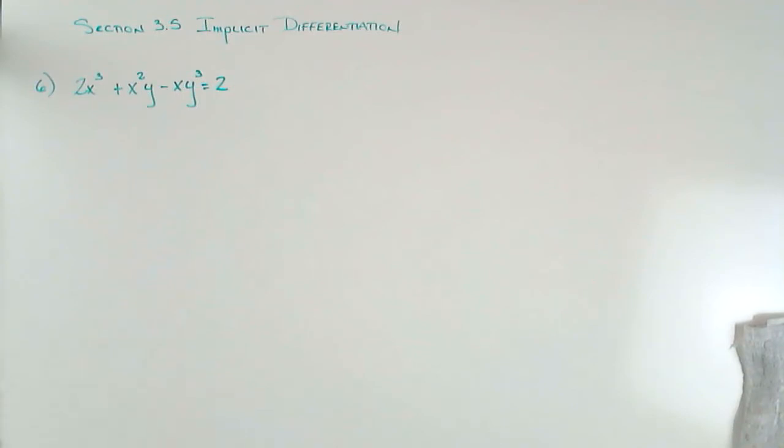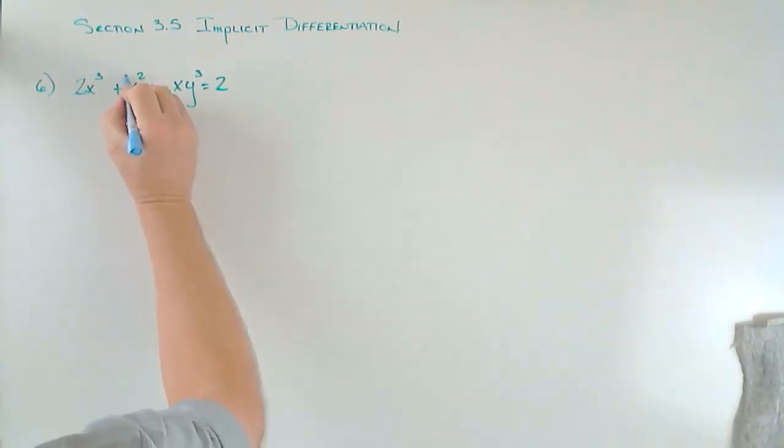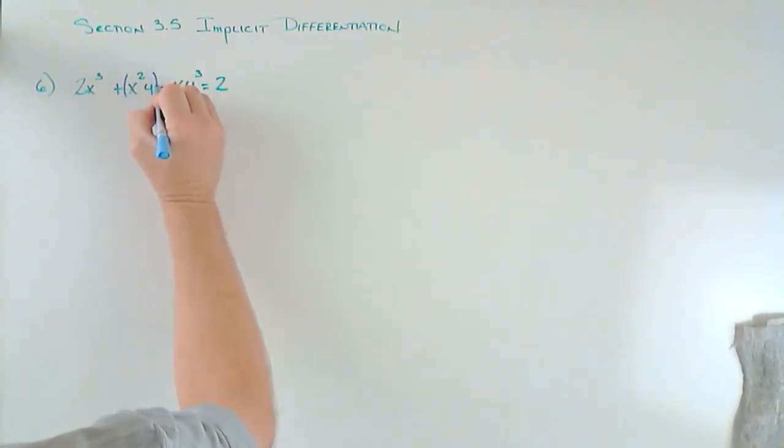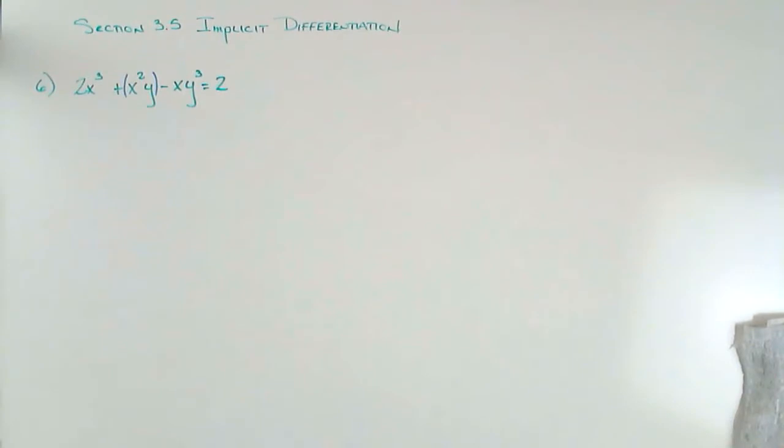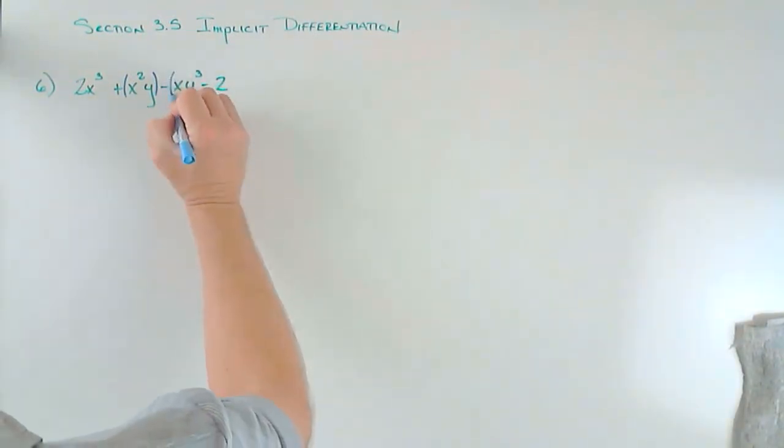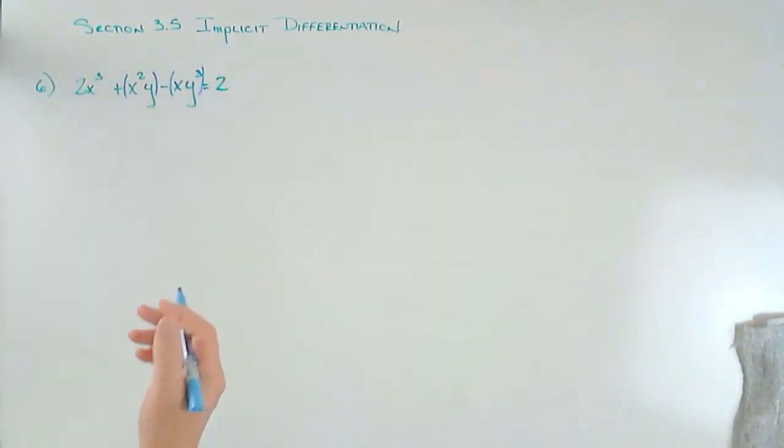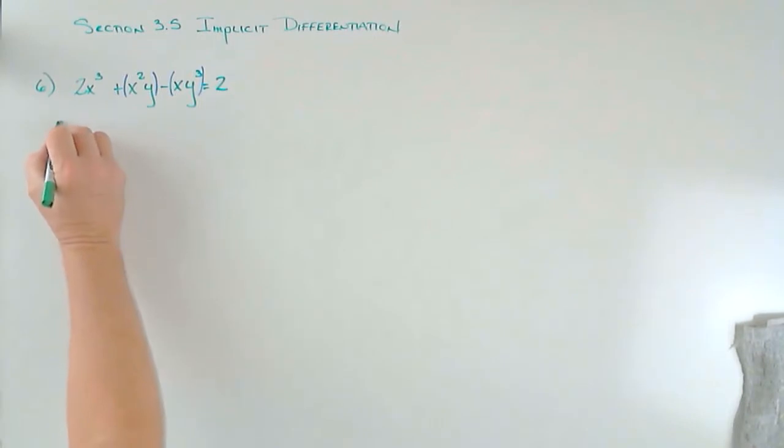Now, one of the things that we need to pay attention to in problems when we get to implicit differentiation is that this term right there is a product. So we are going to have to use the product rule when we take the derivative of that term. This term right here, likewise, is a product. So we're going to have to make sure when we're taking the derivative that we utilize the product rule.